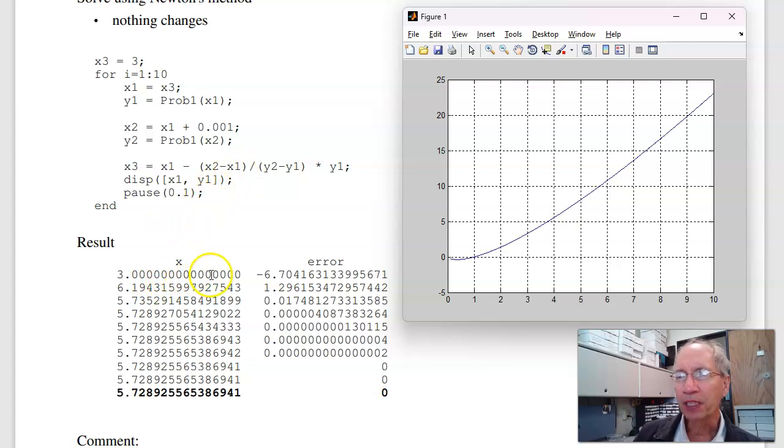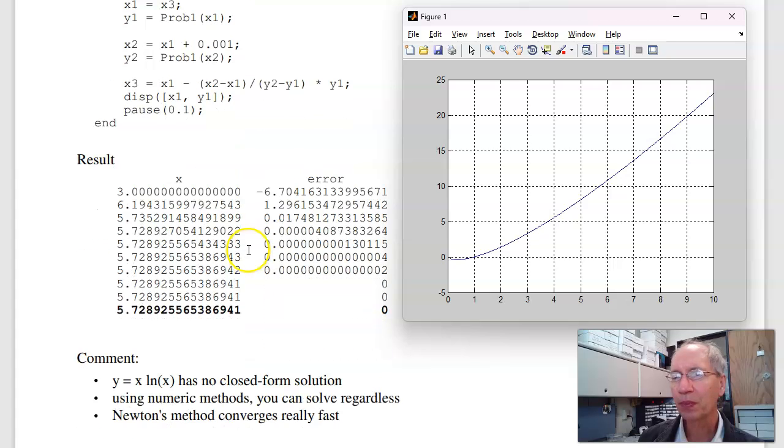So now, my first guess is 3. I'm off by 6.7. My next guess is, draw the tangent, 6.19. I'm a little bit high. 5.73, and you can see very quickly I converge. The answer is actually 5.72892556538691. A little bit more accurate than I can read the graph. That's the beauty of Newton's method.